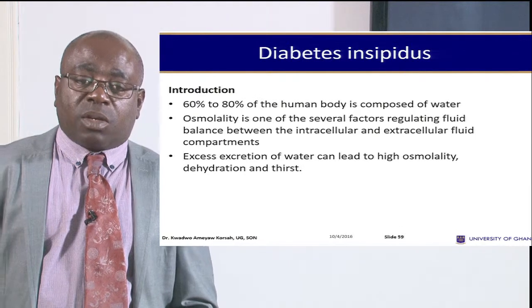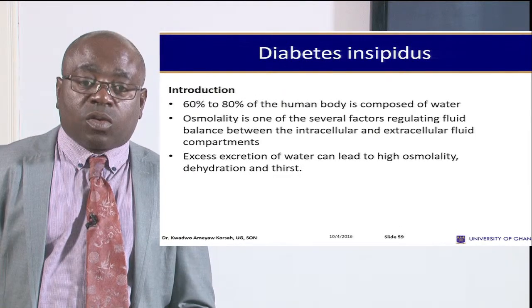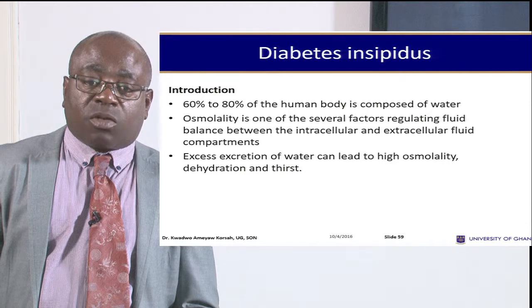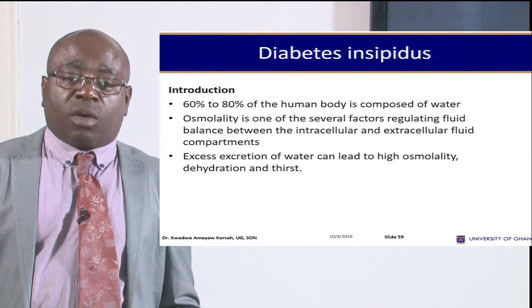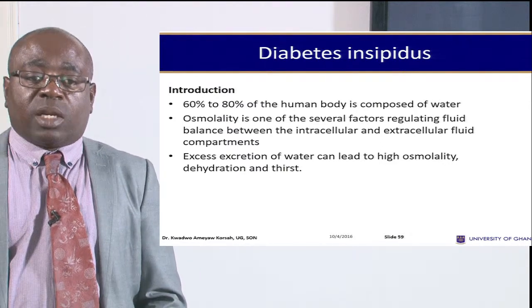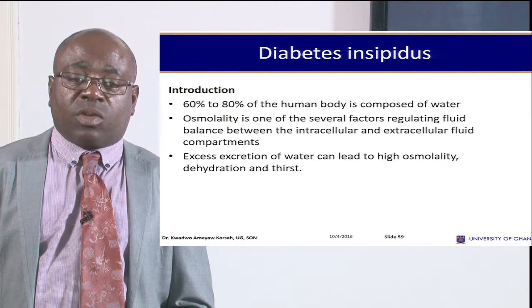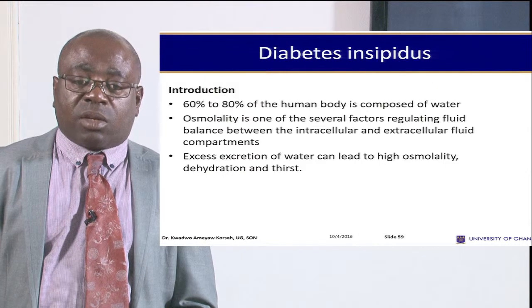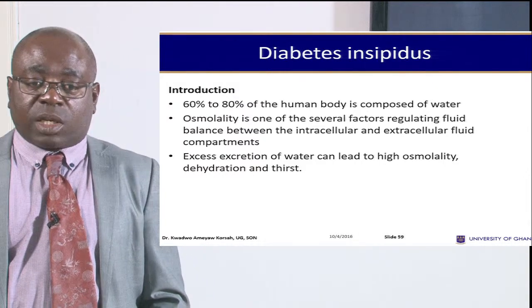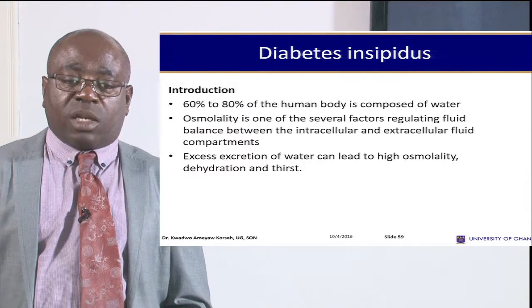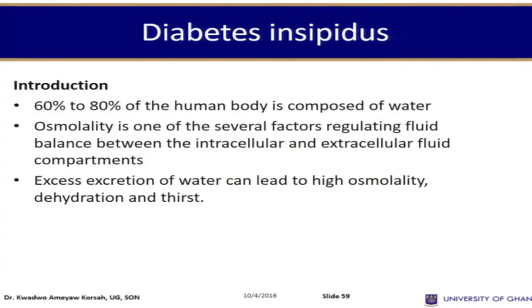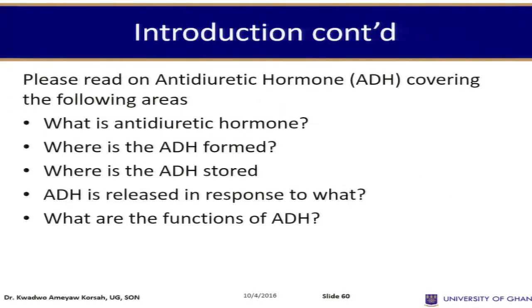Diabetes insipidus: about 60 to 80% of the human body is composed of water, and osmolality is one of the several factors that regulate fluid balance between the intracellular and extracellular fluid compartments. Excess excretion of water can also lead to high osmolality, dehydration and thirst. And then you have to read on antidiuretic hormone, covering the following areas.